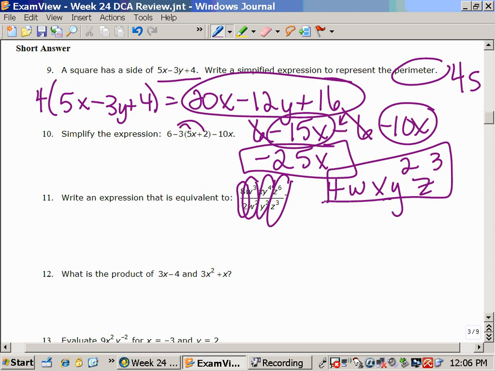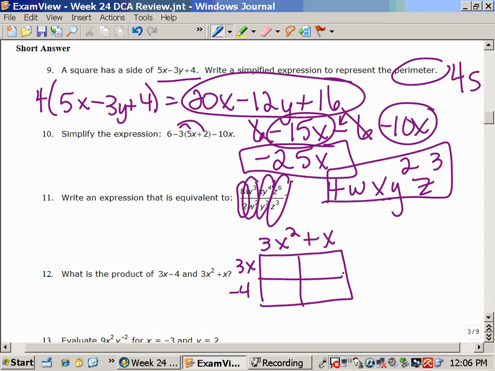Number 12, this is the new information. I need to multiply 3x minus 4 multiplied by 3x squared plus x. And I'm going to go down on this side. I think I'll do this one in a box because the exponents are a little bit bigger. You could also FOIL or double distribute. 3 times 3 is 9. Add the exponents together and I get x to the third. 3x times x is 3x to the second. You have to add the exponents. Negative 4 times 3 is negative 12. Keep the exponent the same. And negative 4 times x is negative 4x.